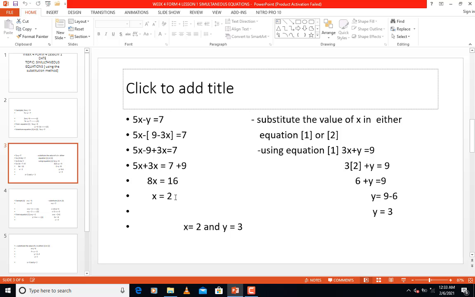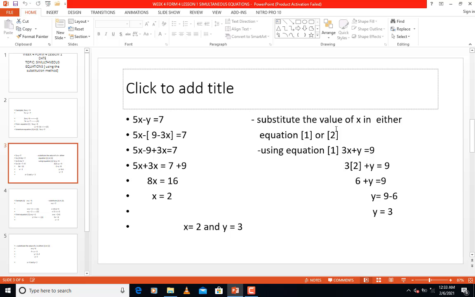Right, now you have found the one value, because in the simultaneous equation you are asked to find two values. Either you find the value of x, or you find the value of y. So now we have managed to find the first value, which is the value of x. Now we want to find the value of y. Since you have obtained x is equals to 2, the last step now is to substitute the value of x in either equation 1 or equation 2.